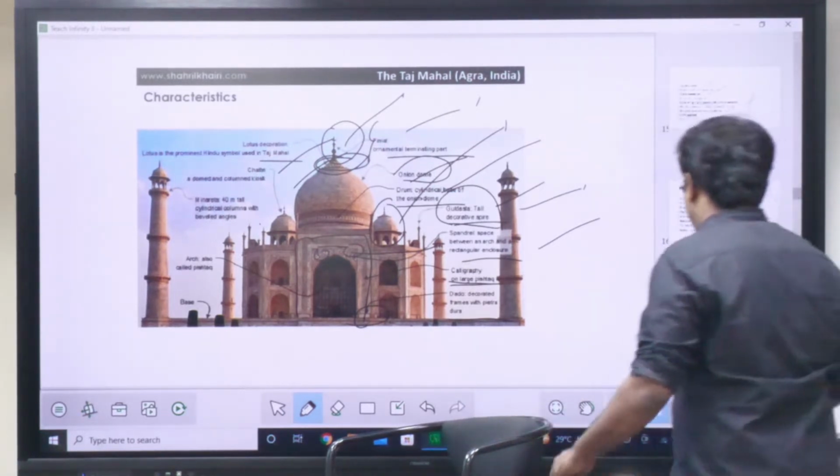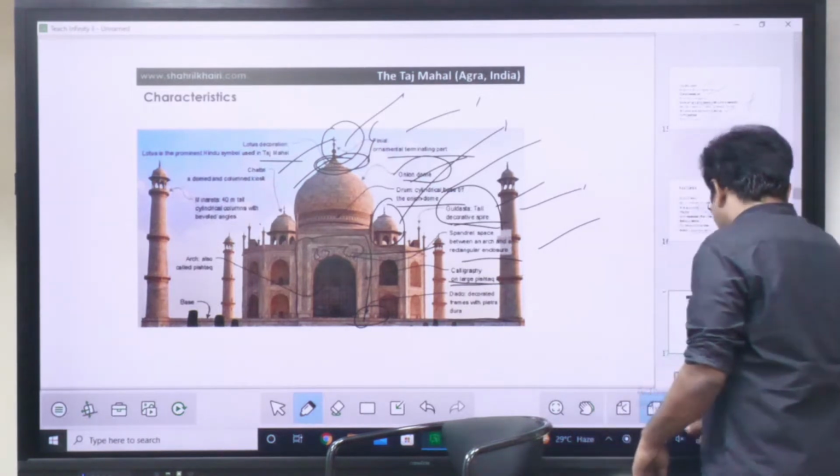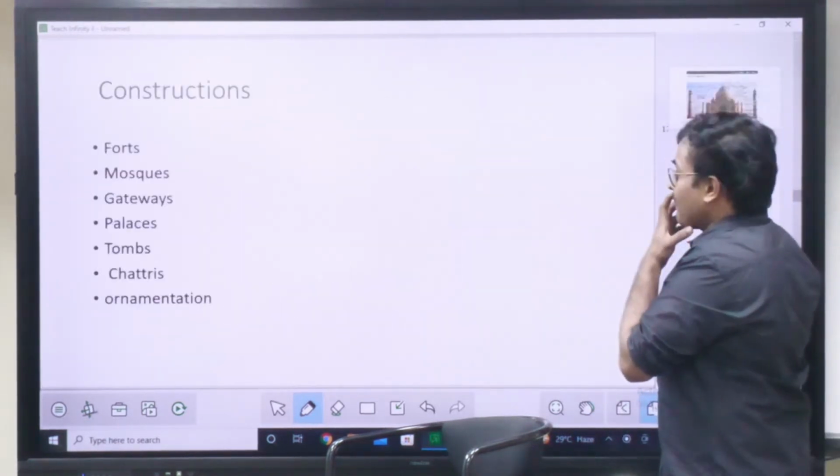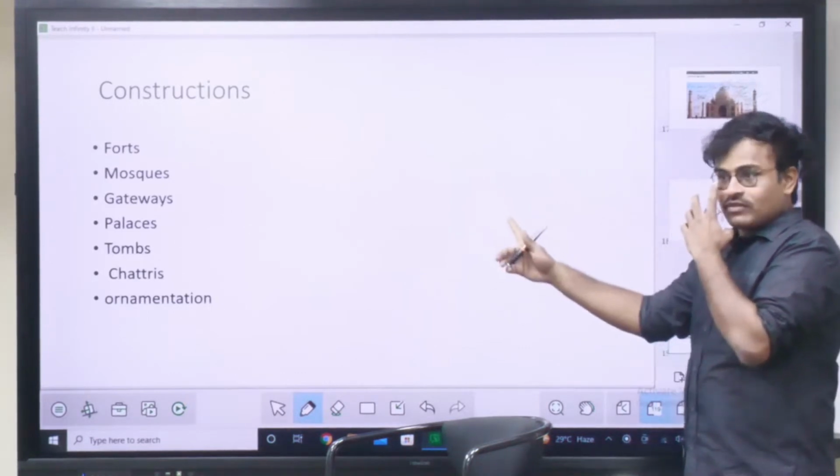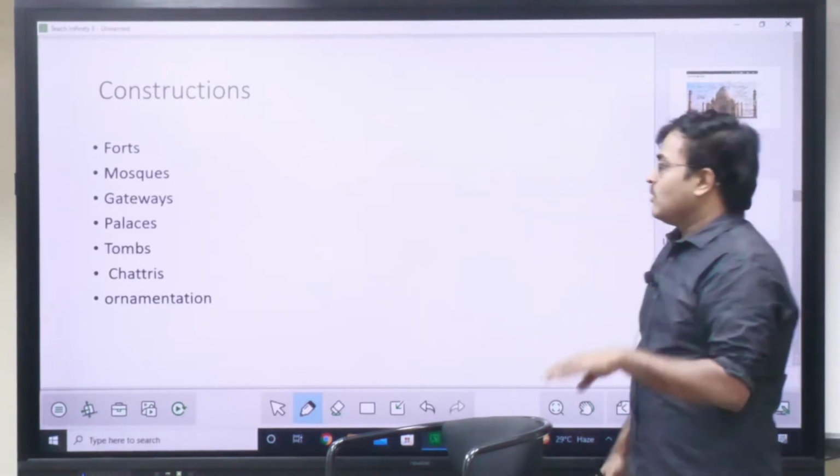So where did we stop? I think we stopped at this slide. Yes, sir.